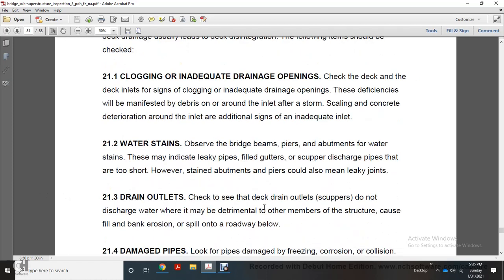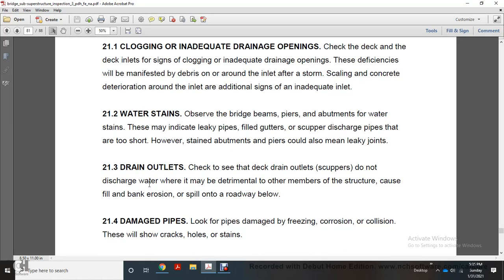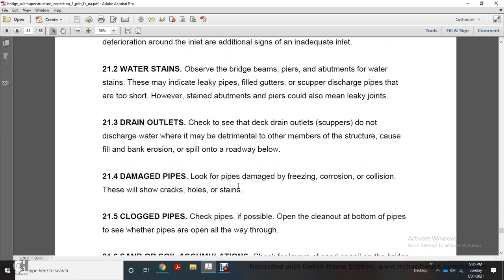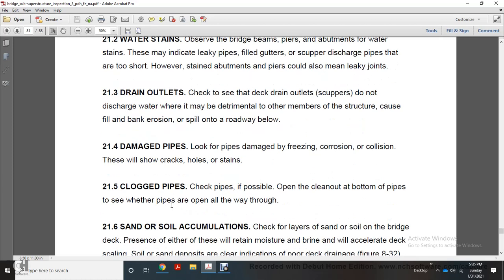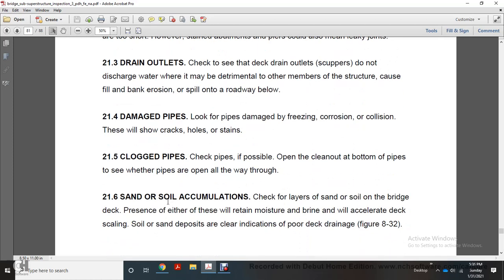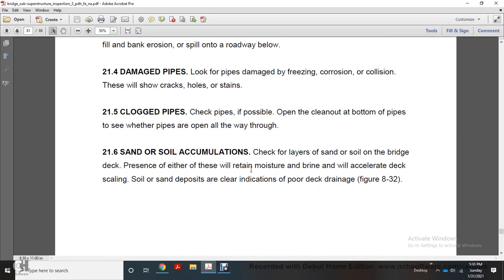Water stains: observe the bridge beams, piers, and abutments for water stains, which may indicate leaky pipes, filled gutters, or scupper and discharge pipes that are too short. Stains on piers could also mean leaking joints. Drain outlets: check that the deck drain outlets and scuppers do not discharge water that may be detrimental to other members of the structure, or cause fill and bank erosion or splash onto the roadway below. Damaged pipes: look for pipes damaged by freezing, corrosion, or collision, shown by cracks, holes, or stains. Clogged pipes: open the clean-outs on the bottom of the pipes to see whether the pipes are open all the way through.